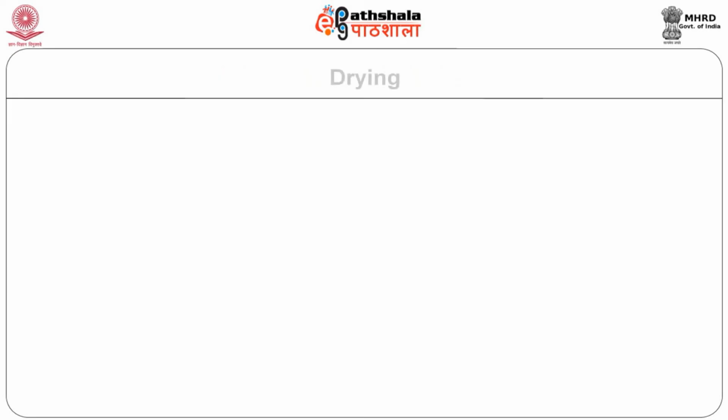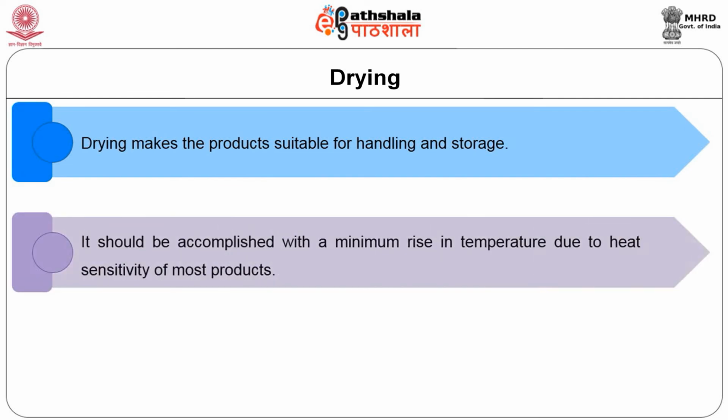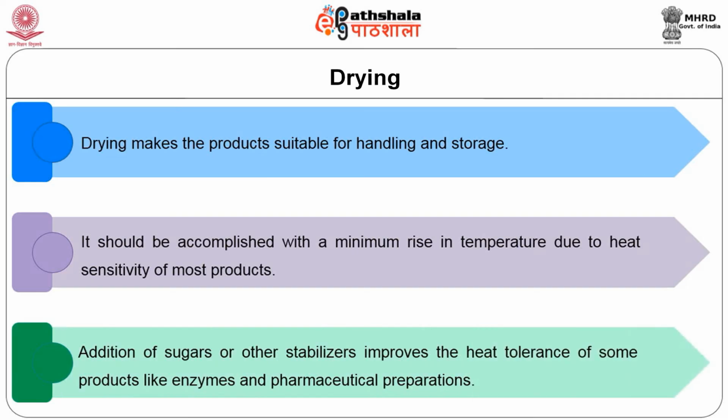The sixth and the last step is drying. Drying makes the product suitable for handling and storage. It should be accomplished with a minimum rise in temperature due to heat sensitivity of most products. Addition of sugars or other stabilizers improves the heat tolerance of some products like enzymes and pharmaceutical preparations.